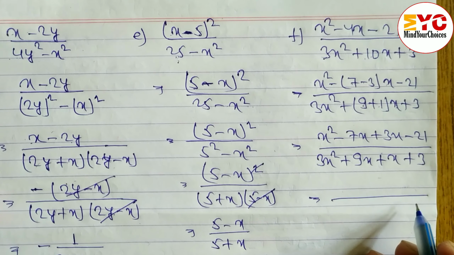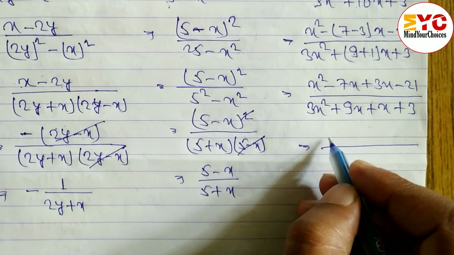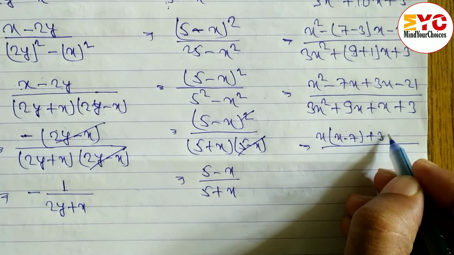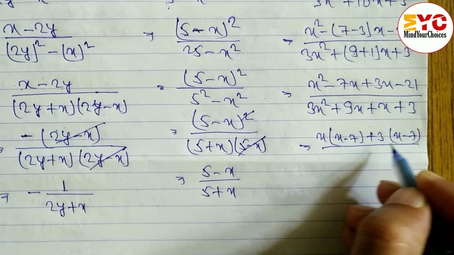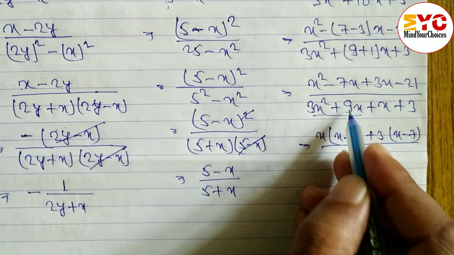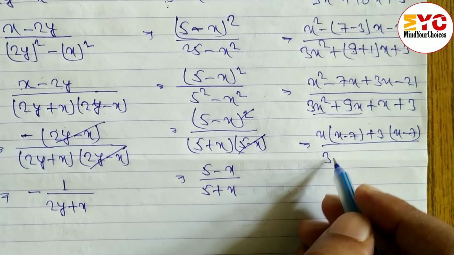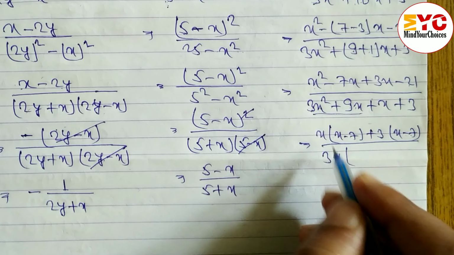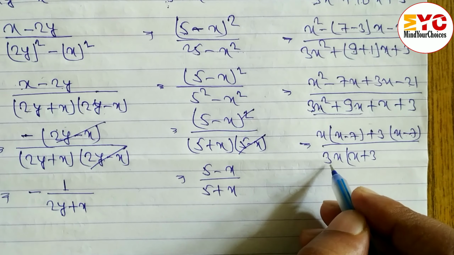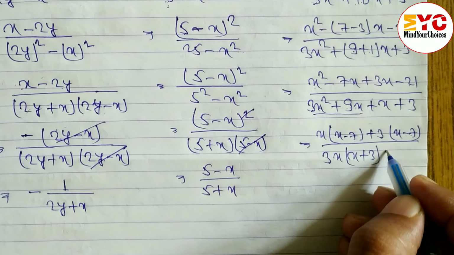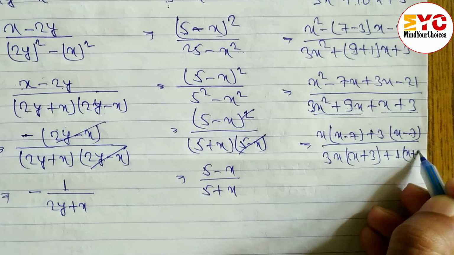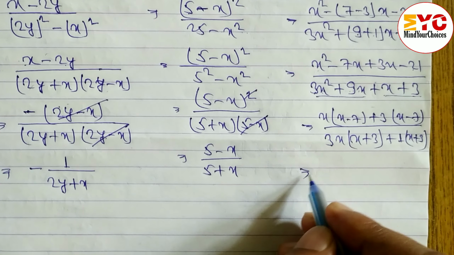After this we have to take common from these two terms: x common, remaining x minus 7, plus 3 common, remaining x minus 7. 3 into 7, 21. Here from these two terms we have to take common, 3 and 9 common is 3, x square and x common is x. So what is remaining here? 3 is already common, from x square x is common, so remaining x plus 3. 3 3s are 9, okay, plus from here we don't have any common, so we can write 1 and write x plus 3.